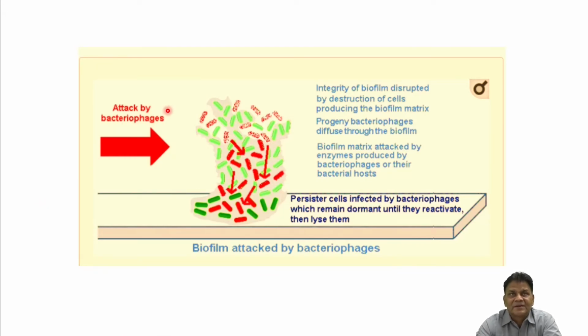And you can see the attack by the bacteriophages. Integrity of biofilm disrupted by destruction of cells producing the biofilm matrix. Progeny bacteriophages diffuse through the biofilm. Biofilm matrix attacked by the enzymes produced by bacteriophages on their bacterial hosts. So these three mechanisms are there. Persister cells infected by bacteriophages remain dormant until they reactivate, then lyse them. So with this, I have explained to you earlier.